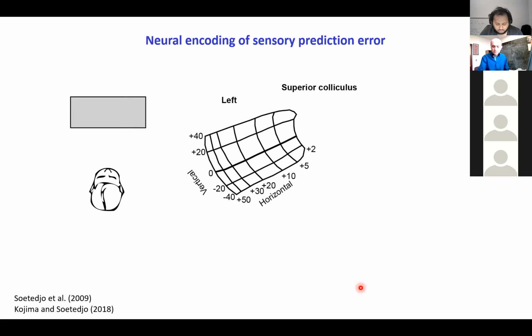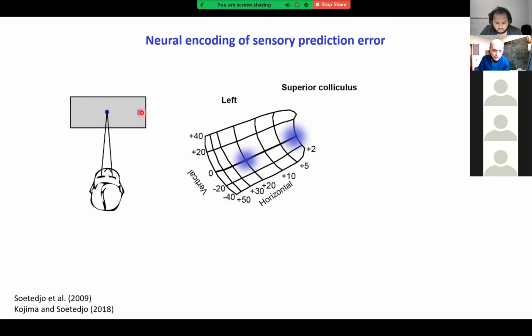Suppose you're this monkey and you're looking at this light here, and this is the map of the superior colliculus. This is how the visual information on your retina maps onto the space of the superior colliculus. So when I'm looking at this target here, for me to hold my eye still, there's activity in this region of the superior colliculus called the rostral region. So there are neurons that are active here.